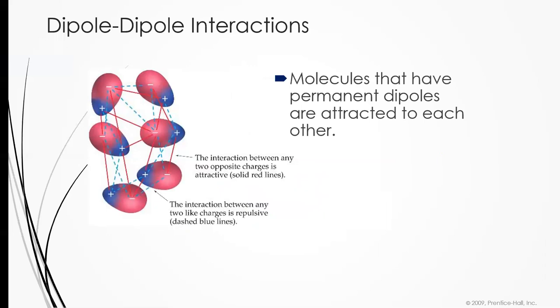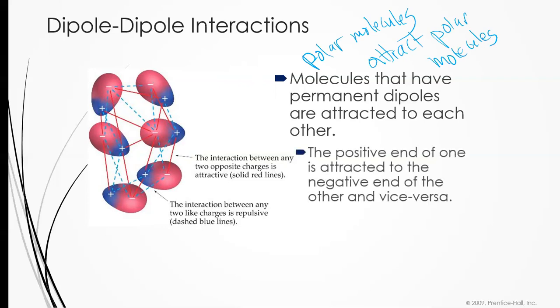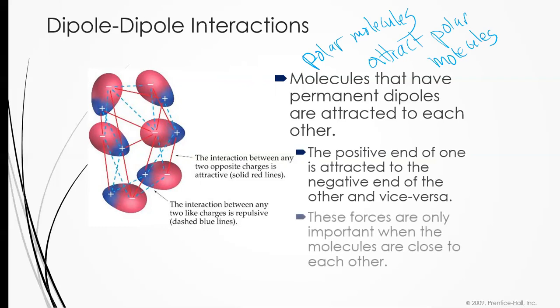Molecules that have permanent dipoles are attracted to each other. This is the same thing as saying that polar molecules attract other polar molecules. Because they have a positive side and a negative side, they are attracted to other ones with their positive sides and negative sides. So the positive end of one is attracted to the negative end of the other, and vice versa.